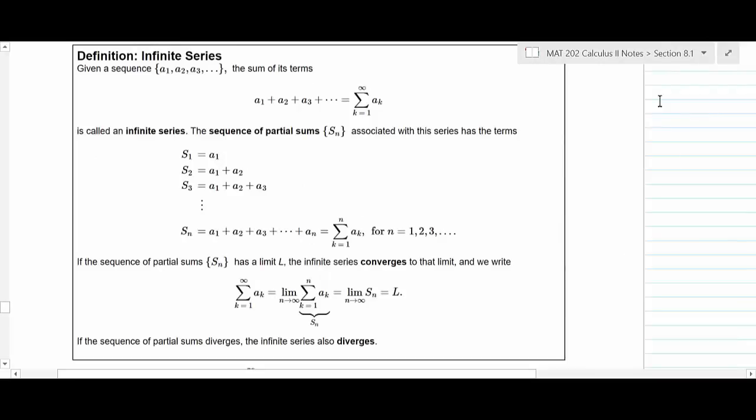So let's see, to begin with, just a little bit of notation that we've really already talked about.